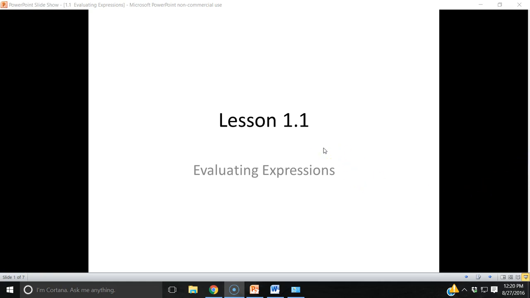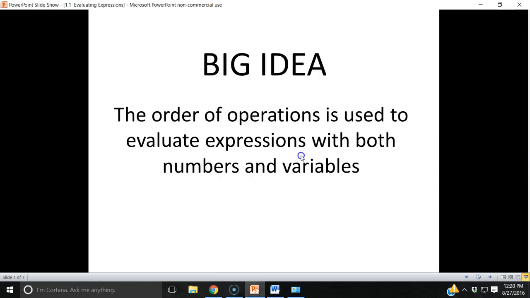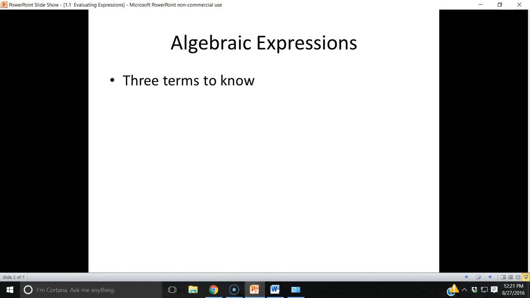First lesson's pretty introductory, and each lesson's got a big idea or a main idea that kind of covers the entire lesson. And for this first lesson of evaluating expressions, the big idea is that the order of operations is used to evaluate expressions with both numbers and variables. So there are some terms you got to know.